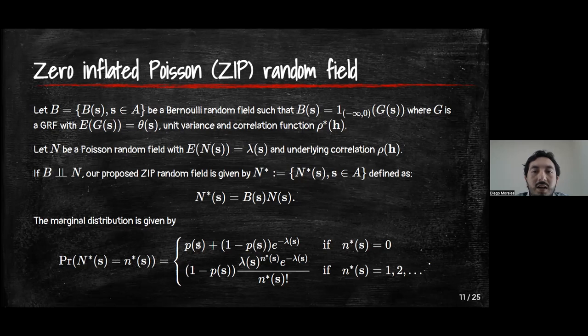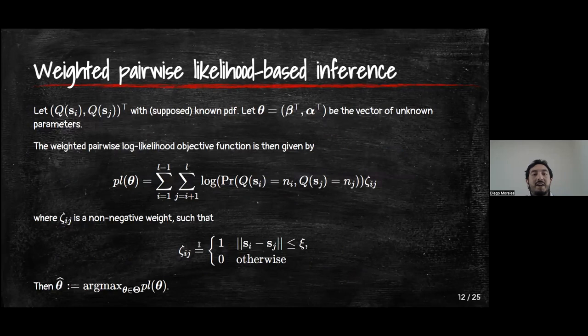Until now we can model the georeferenced data, but we're interested in the inference. Usually we use the full likelihood approach, but in that case we don't have the full likelihood. So we propose a weighted pairwise likelihood based inference. In that approach, we only need the bivariate distribution, and for that it's very important to have an expression for the bivariate distributions.